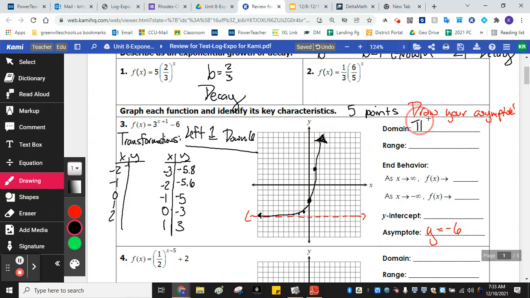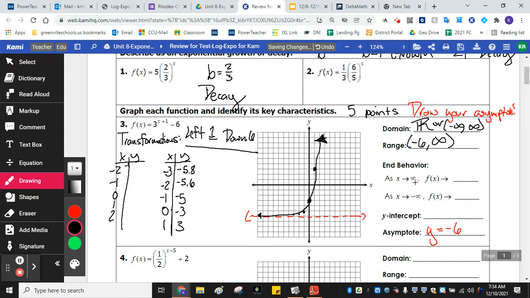Domain, all real numbers, left forever, right forever. Or negative infinity to positive infinity. Range, start at the bottom, work your way up. The first thing you get to is that asymptote at -6. So parentheses, because you'll never touch -6. It'll be like -5.999999999, but it'll never get to -6. Your calculator will eventually round to -6, but it's not actually getting there. And then it goes up forever, positive infinity.